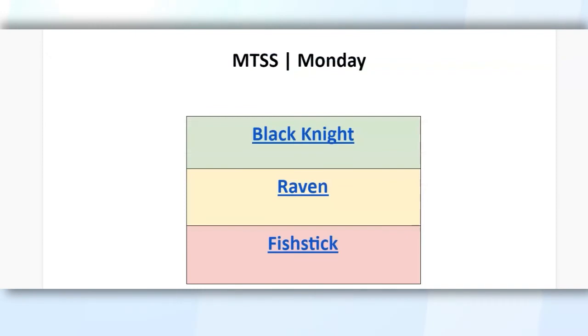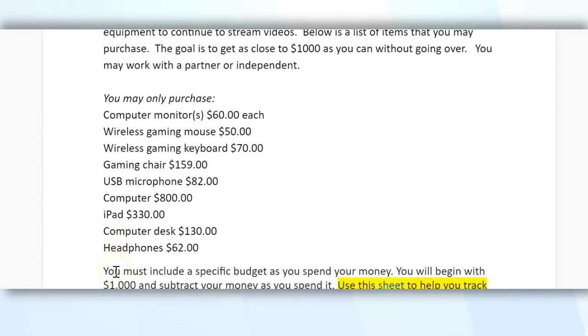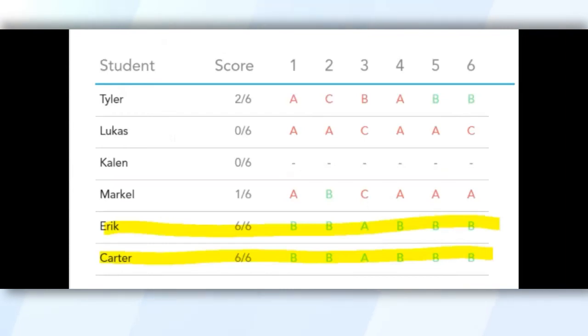The last group, the Fishstick Group, are the students that demonstrated mastery of content on the pre-assessment, and it is evident they have mastered the grade level standard. They will complete an enrichment activity that is geared to YouTube and gaming. Once they complete the activity, they will share a link so I can access their budget sheet. Based on the data, it looks like Eric and Carter will be placed in that group.